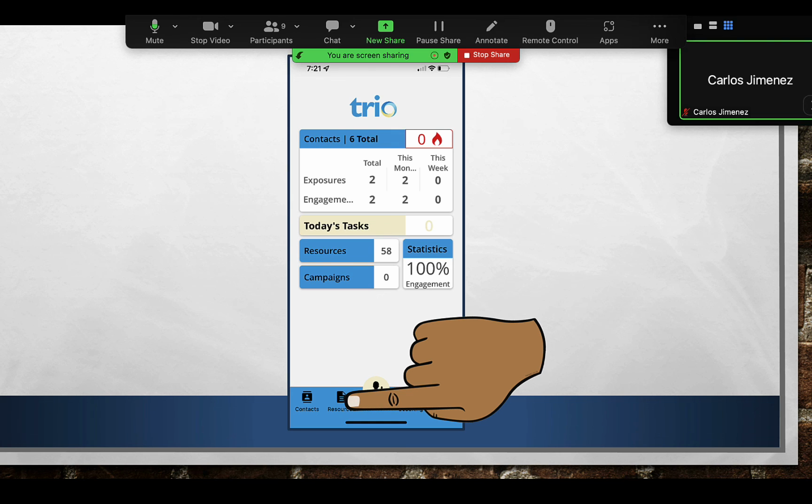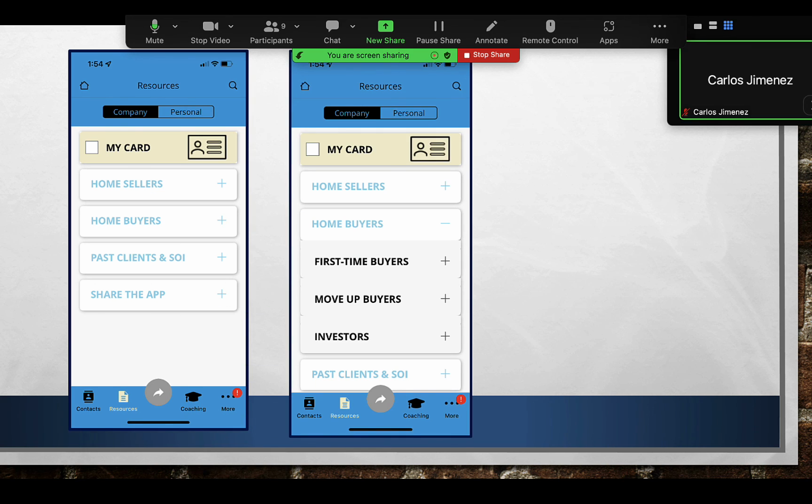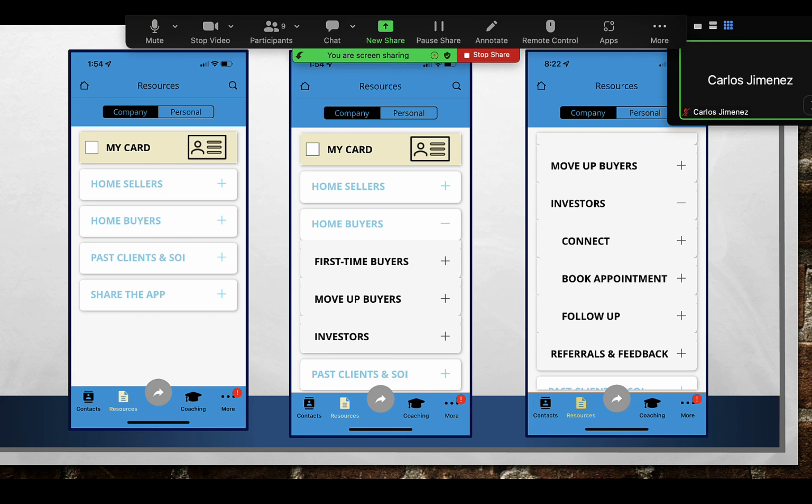You simply click on resources and it pulls up the different types of clients that we as real estate agents work with every day, right? We work with home sellers, we work with home buyers, we work with past clients and sphere of influence. And so we're going to go ahead and click on an investor who might be interested in buying. We're going to call them home buyers, right? It's going to pull up this card here that says home buyers, first-time buyers, move-up buyers, or real estate investors. We're going to click on real estate investors, and it pulls up this section here that says connect, book appointment, or follow up. So we just talked to a real estate investor, or we want to connect with one. So we're going to go ahead and click on connect.